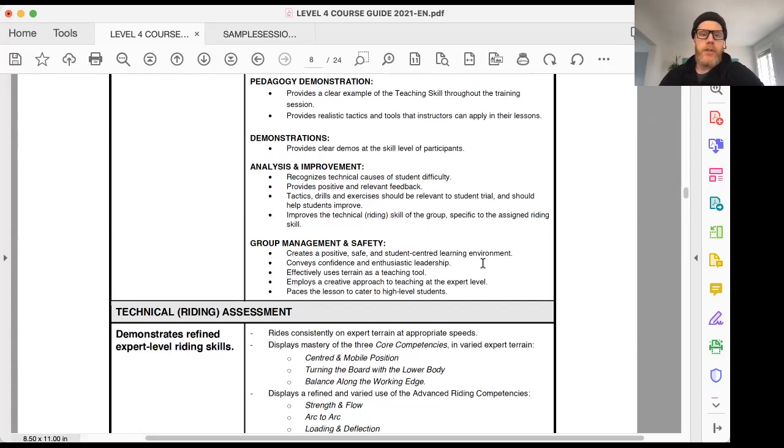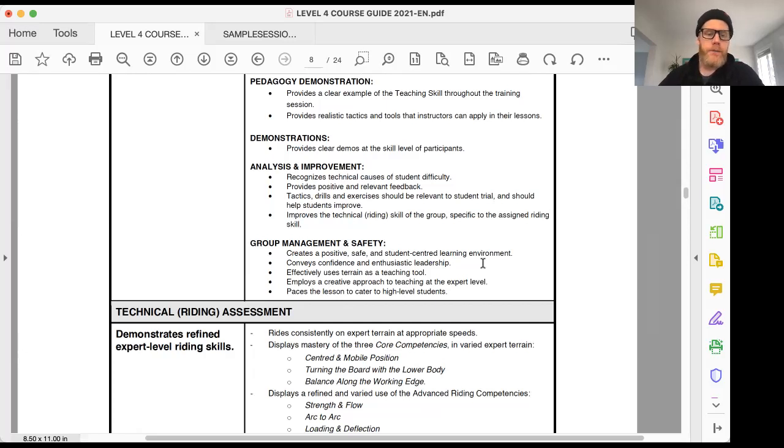Effectively uses terrain as a teaching tool, employs a creative approach to teaching at this expert level, and paces the lesson to cater to high-level students, or instructors in this case, as it's an instructor training session. So all of those things should be there as well.